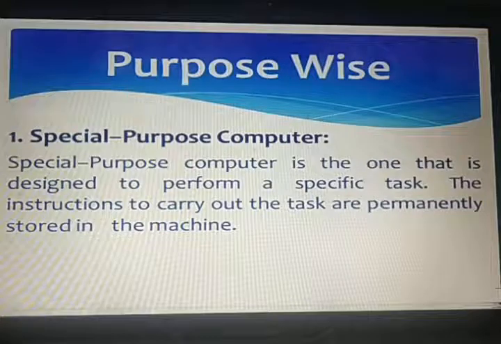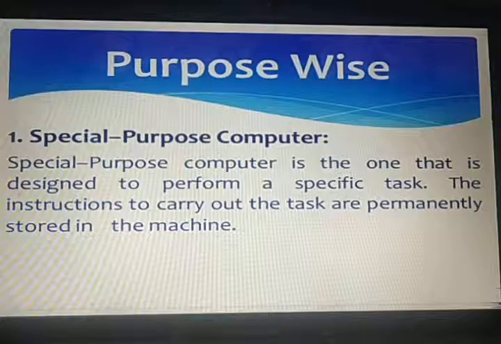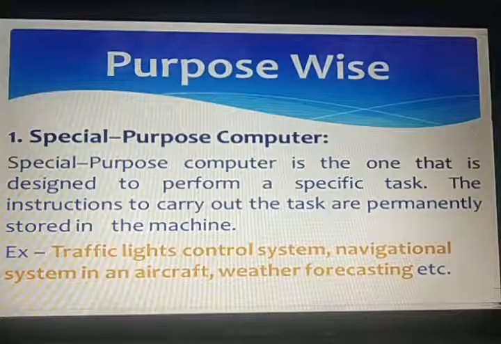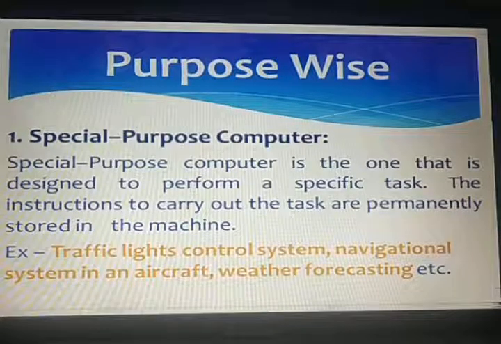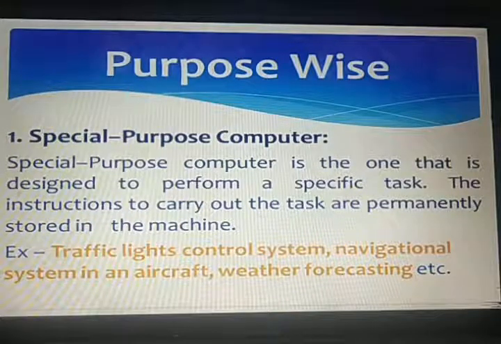Such a computer system would be useful in playing graphics intensive video games, traffic light control systems, navigational systems in an aircraft, weather forecasting, satellite launch or tracking, oil exploration, and in automotive industries, keeping time in a digital watch or robot helicopter.